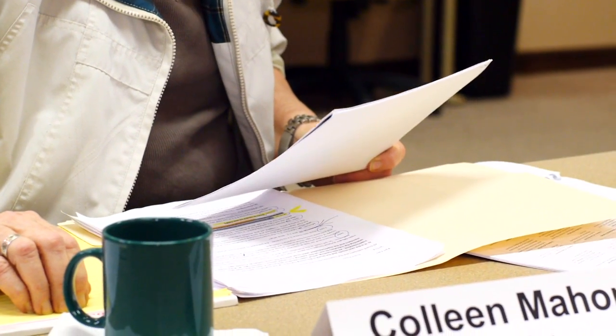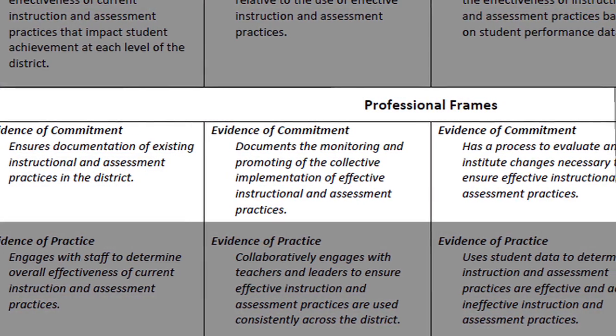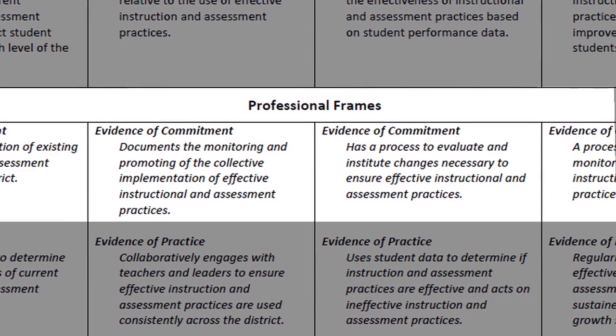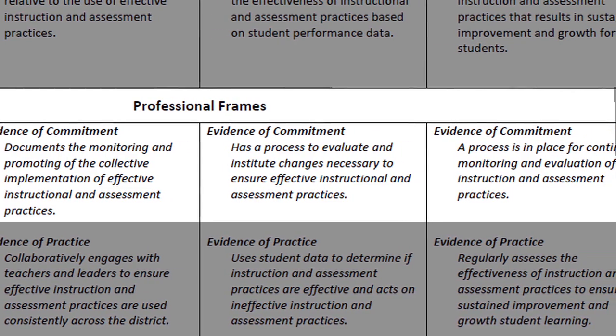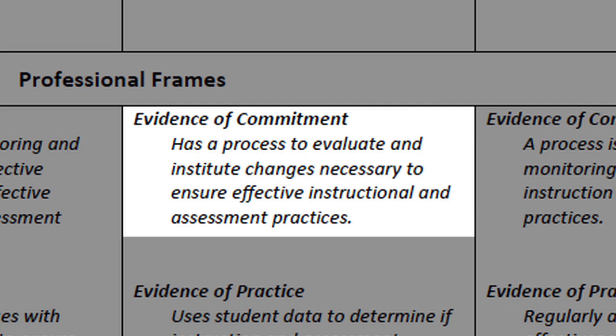Included is something called professional frames. I see these frames as a way of looking at something in 3 stages. The first stage, or frame, is commitment. Growth Guide 2.2 labels it evidence of commitment. The superintendent must demonstrate a clear commitment to whatever the indicator is. For example, having a district plan for providing effective instruction demonstrates commitment.